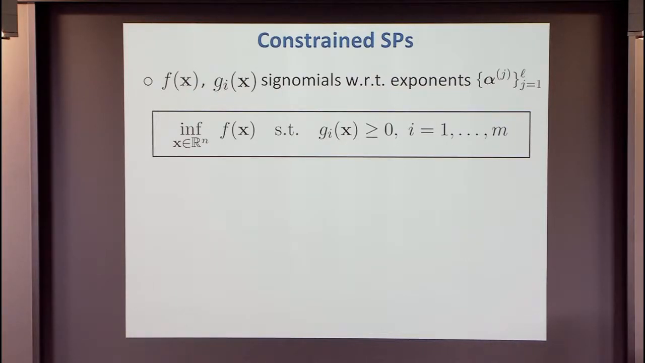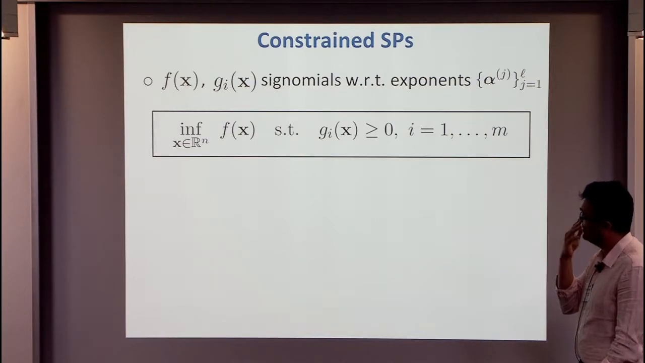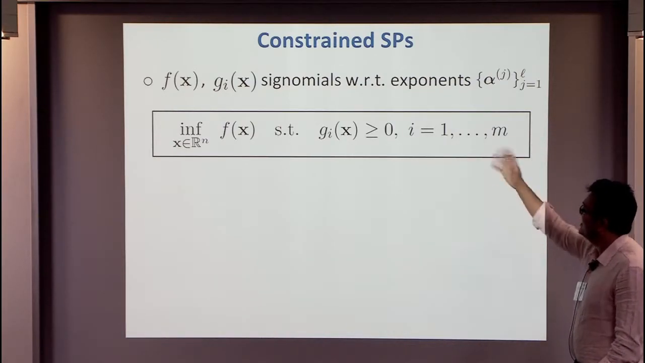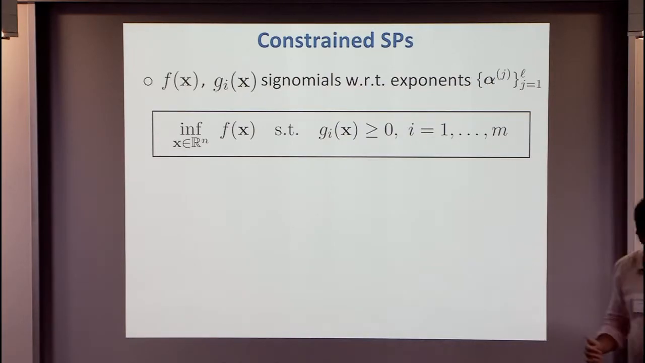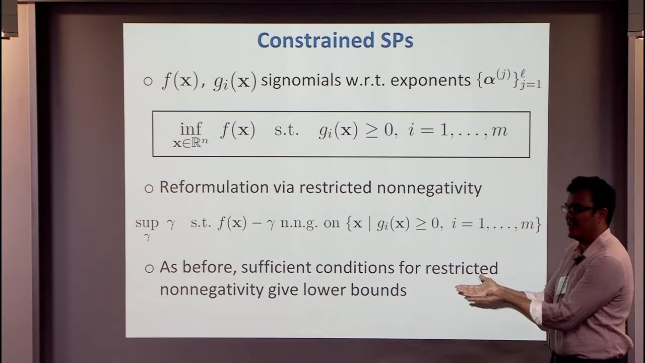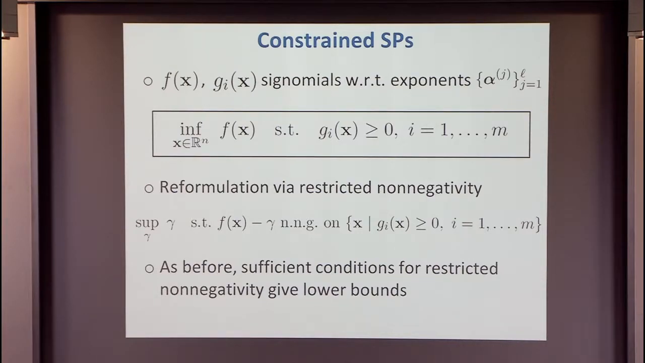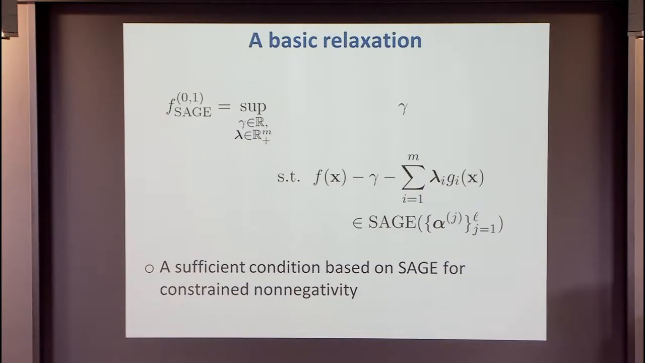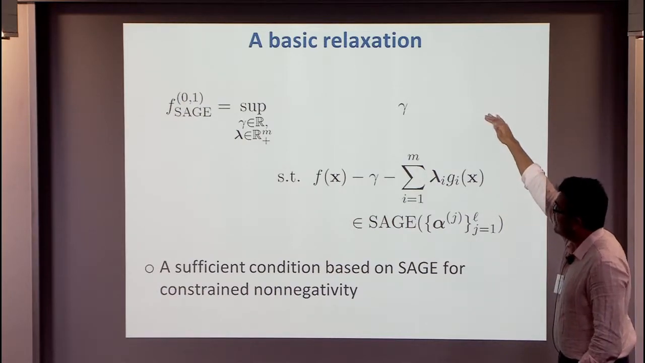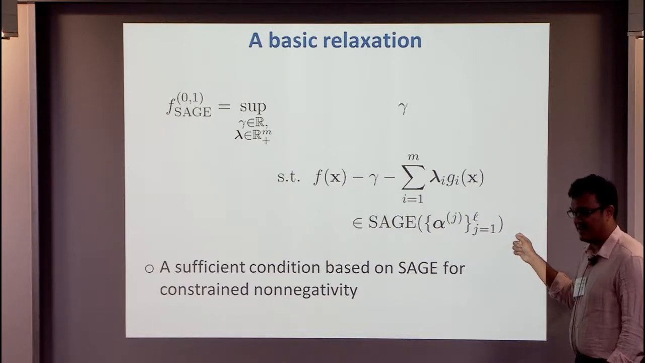Moving to constrained SPs, I think the harder, more interesting story is with the unconstrained case in general with all this stuff. Moving to the constrained case, you have a collection of signomials specifying constraints now. That's the same sort of story. You can reformulate this via restricted non-negativity and maximize gamma subject to f(x) minus gamma being non-negative on the constraint set. And as before, we'll give sufficient conditions for restricted non-negativity, and that will give us a family of lower bounds. So for instance, you can maximize gamma subject to f(x) minus gamma minus this guy being SAGE.